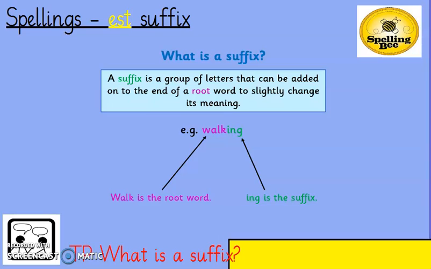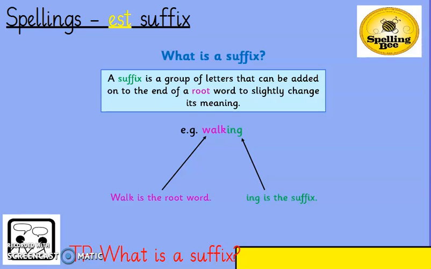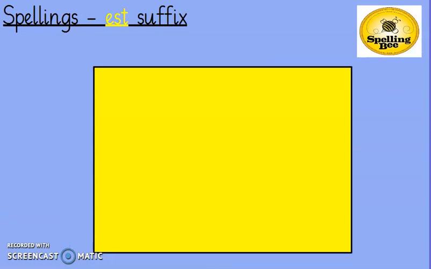Okay, so a suffix is a group of letters that can be added to the end of a root word, which is like a main word, to slightly change its meaning. For example, walk is a root word, and if I add the suffix ing, it becomes walking. So let's have a look at today's suffix.